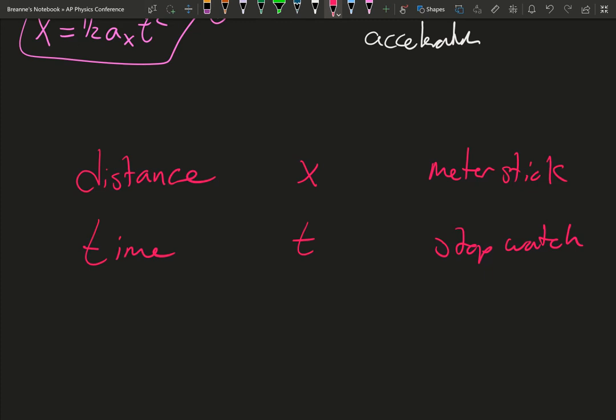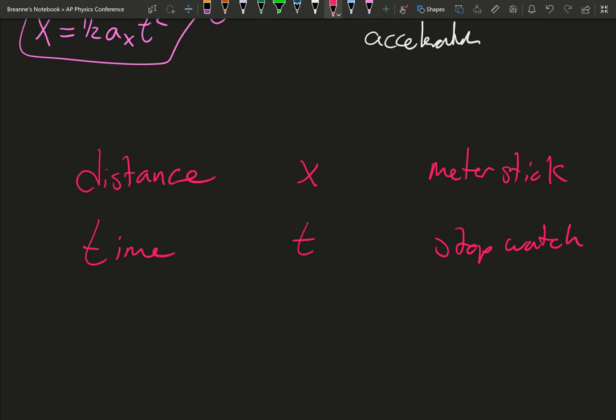An example response in paragraph form would be: mark the position of the object in equal time intervals as measured by the stopwatch as it rolls down the incline. Measure the position of the marks using the meter stick. Repeat the procedure for 3 trials. Or you have your step 1, step 2, step 3, step 4.